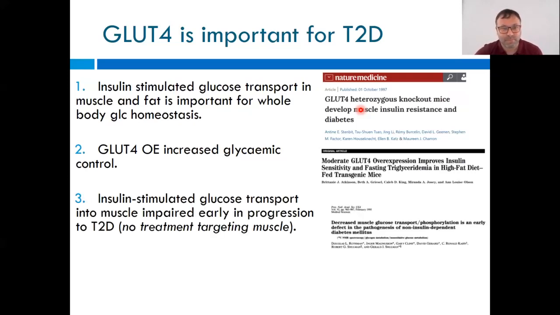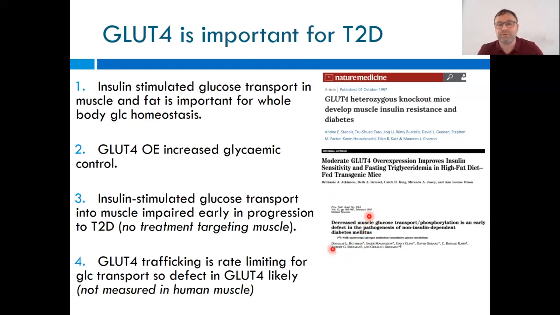And moving on to more specifically talking about type 2 diabetes and insulin resistance, there is evidence that insulin-stimulated glucose transport into muscle is an early event in the progression to type 2 diabetes. So insulin resistance in muscle is an early event in people progressing to type 2 diabetes. But interestingly, there's currently no treatment for type 2 diabetics that targets restoration of glucose transport into muscle. Now, this is glucose transport.